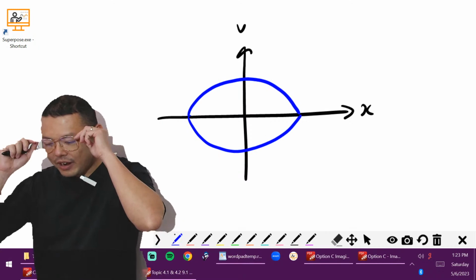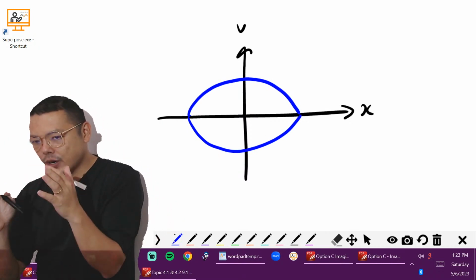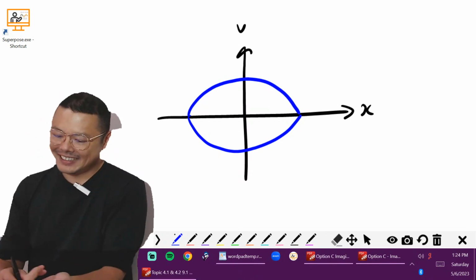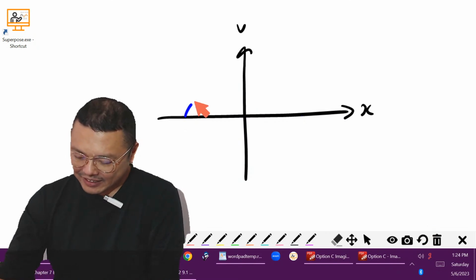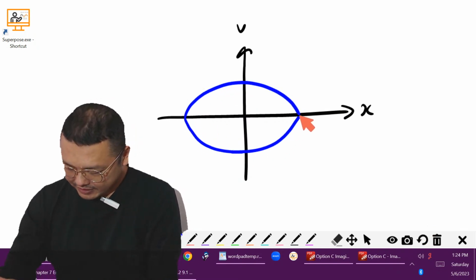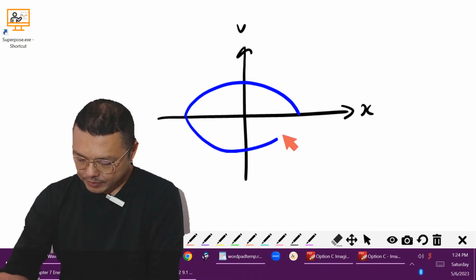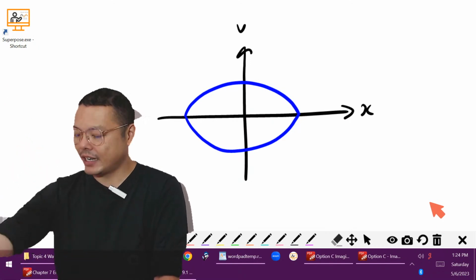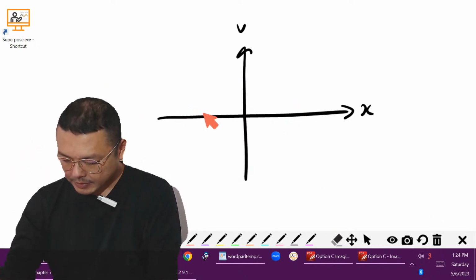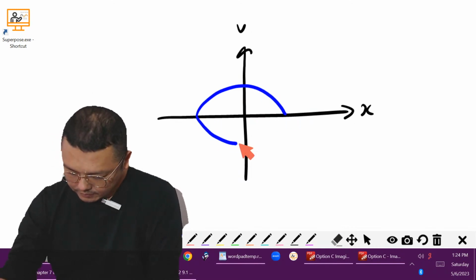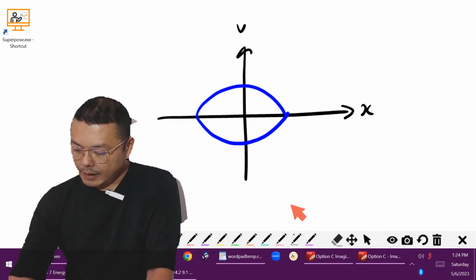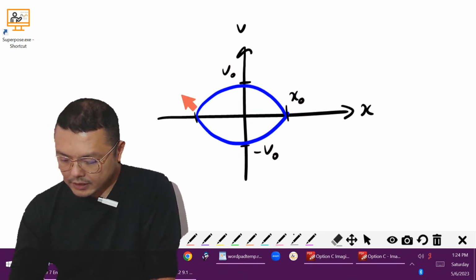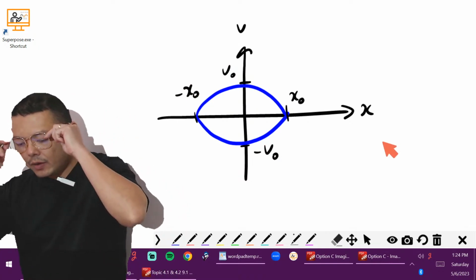Okay, so if you were to plot that equation into a graph, the graph looks like this. It's more like an ellipse, like this. What's this graph? This graph is the graphical representation of that equation. Hang on, let me just draw it a bit nicer. Alright, label all your parts here. This is x naught, this is your v naught, this is your negative v naught, this is your negative x naught. So what do you understand when x is 0?